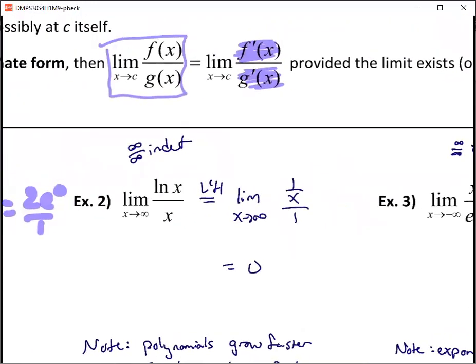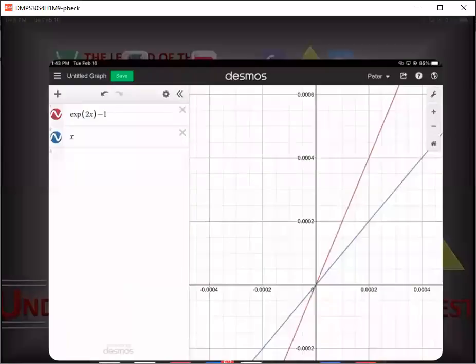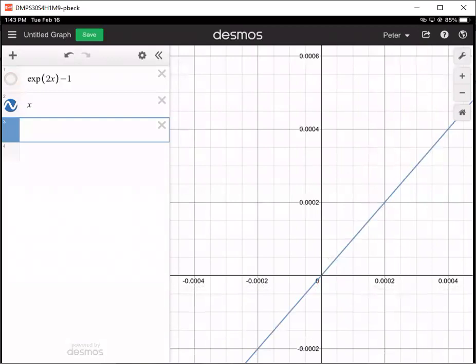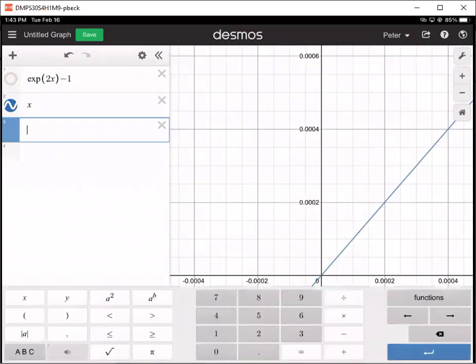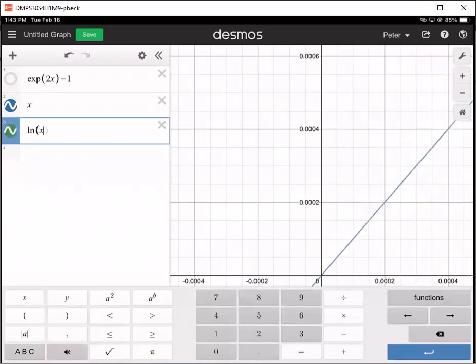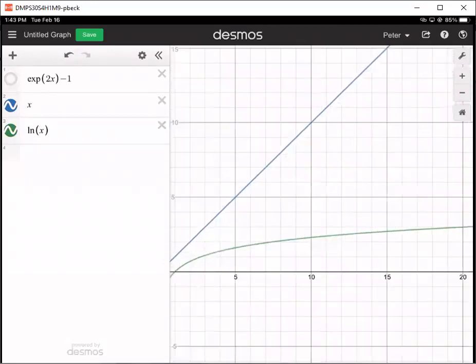Problem number 2. First thing is when we plug in infinity here, the natural log of infinity is infinity. Infinity in the denominator, we get our infinity over infinity indeterminate. Now what I'd like to do is go back to Desmos, and now I don't care about that top function. What I care about is the natural log of x.